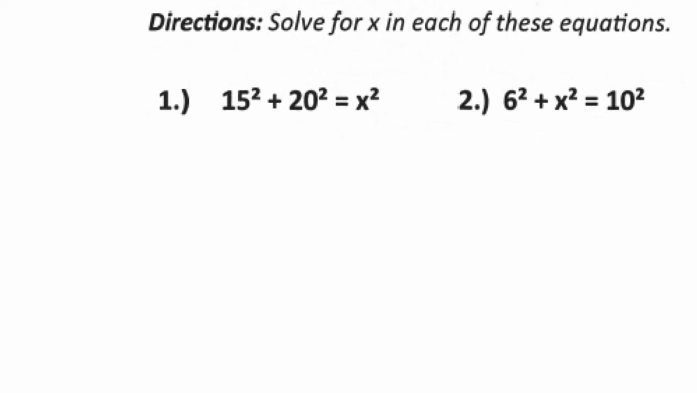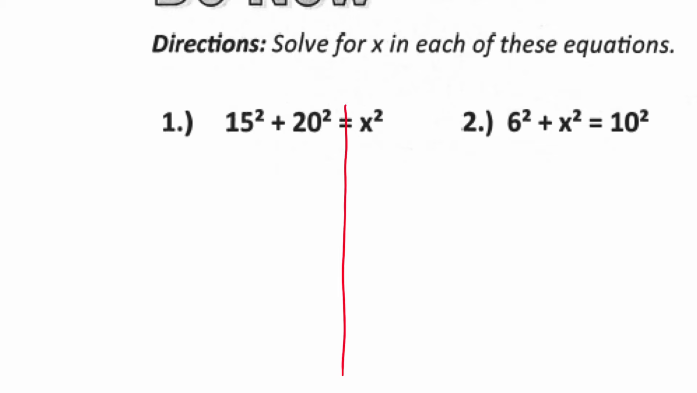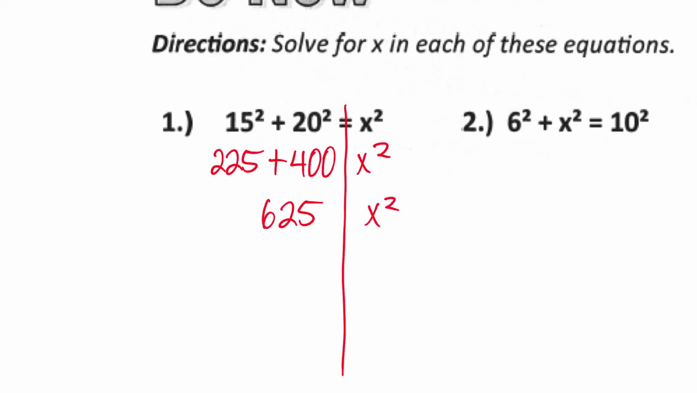Okay, so just solving for x on this warm up here. So what's 15 squared? 225. What's 20 squared? 400 equals x squared. 225 plus 400 is what? 625 equals x squared. Then what? Good. Take the square root because I want to know what x equals, not what x squared equals.